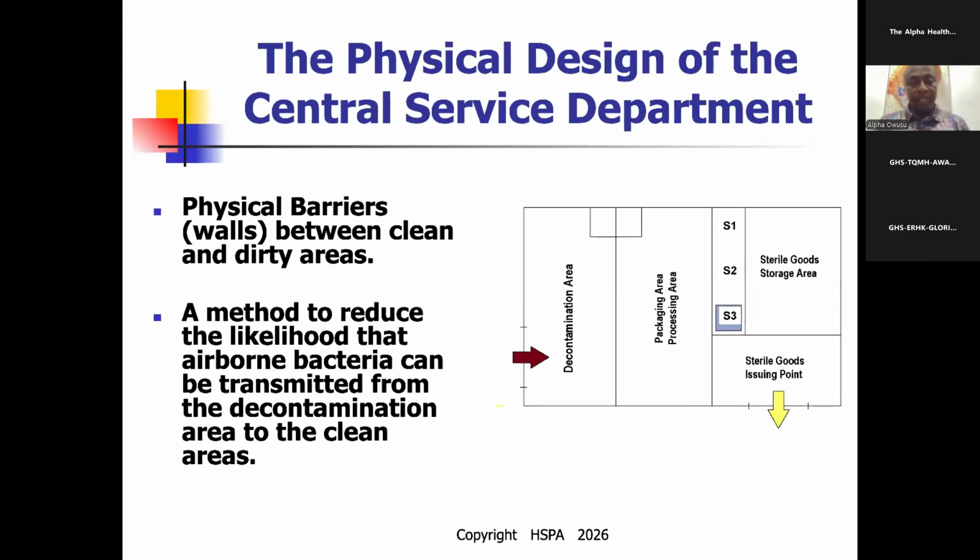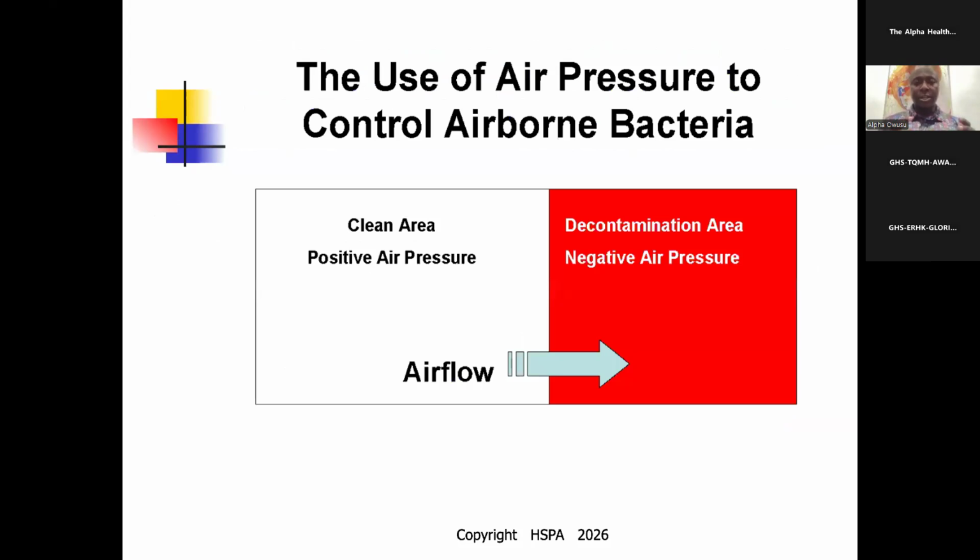Again, that is what I just said: from the decontamination to the clean area, the use of air pressure to control airborne bacteria. Now, you see airflow. If you look at the chart here, clean air, that is the positive air, should be going toward the decontamination area. It should not be coming from the decontamination area to the clean area. If you do that, you are cross-contaminating the clean area. That is not acceptable.